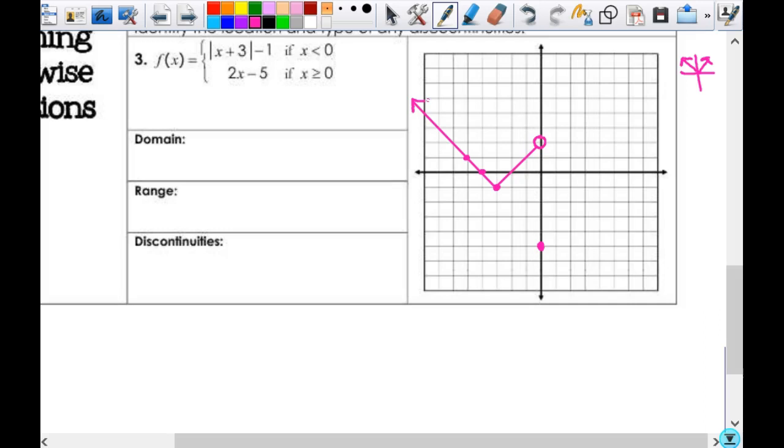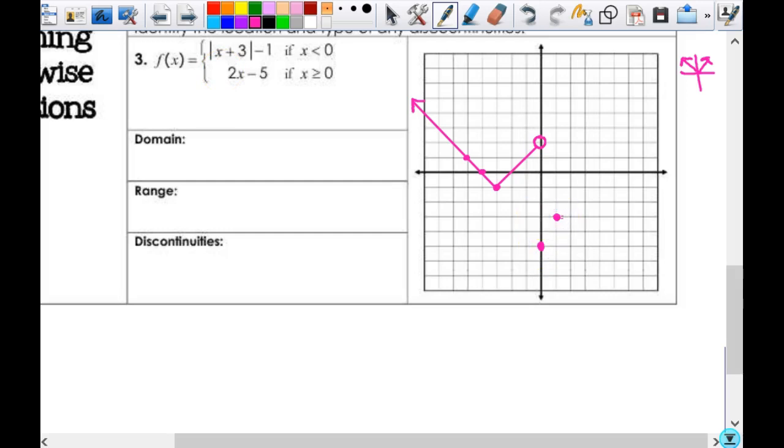Then the next part of the graph, what's that parent function? Linear, okay? So this is an easy line to graph in any situation. Y-intercept is negative 5. We already have that. Even if that wasn't the y-intercept, it really doesn't matter. It's a point on that line somewhere. And then I have the slope. What's the slope here? 2. So from this point, I can go up 2 and over 1.